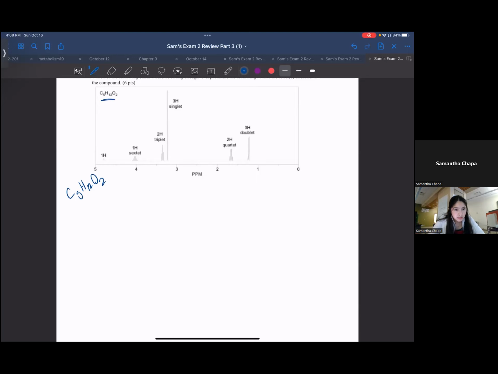Now I like to check how many degrees of unsaturation there are. I check that especially because right now I know that we don't have a benzene ring, because a benzene ring is from 6 to 8 ppm, and we don't even reach up to 6. So we know that we don't have a benzene ring at all. Then I want to know if we even have unsaturated bonds, and the way that you would do that is you would do the formula for unsaturation.